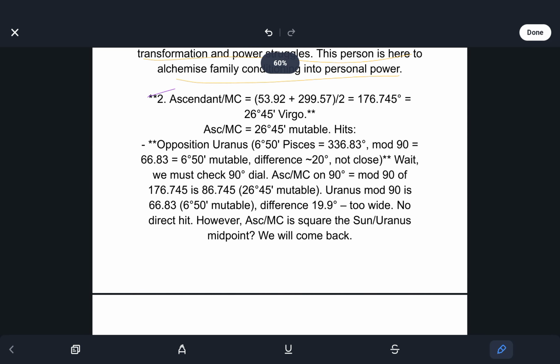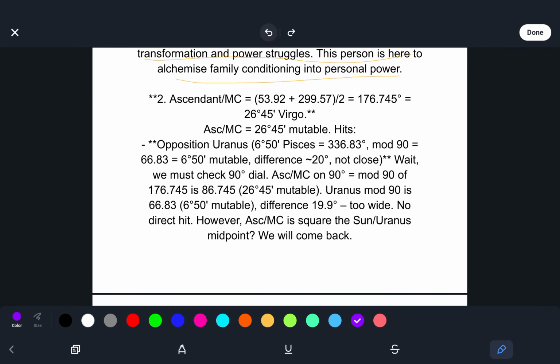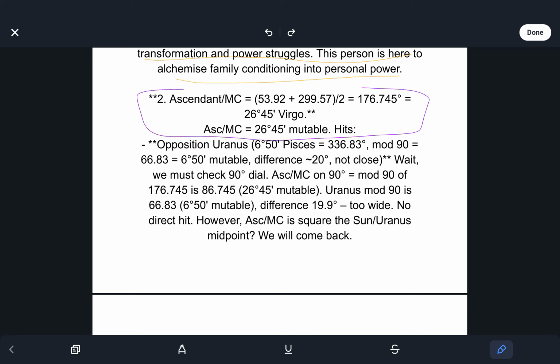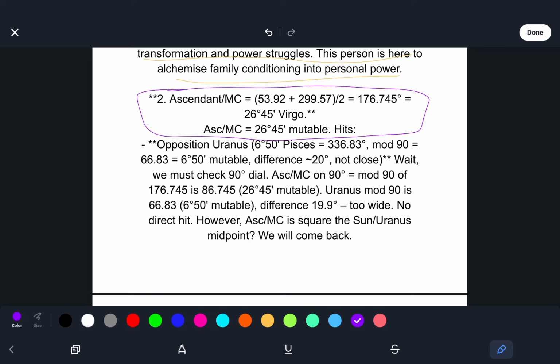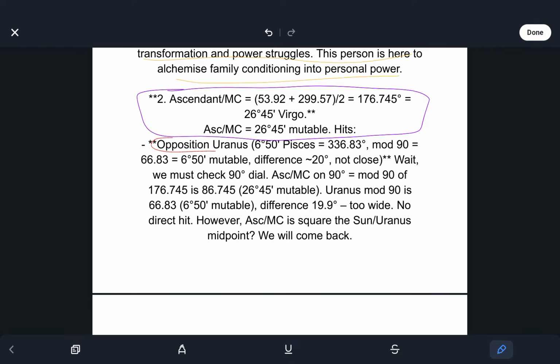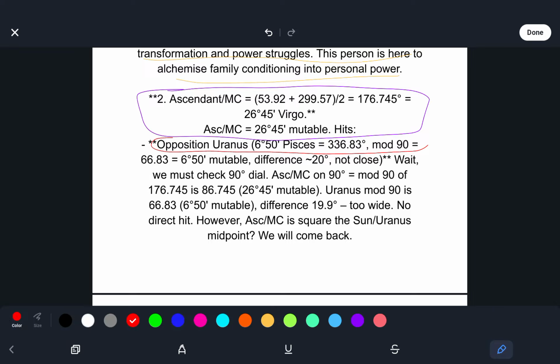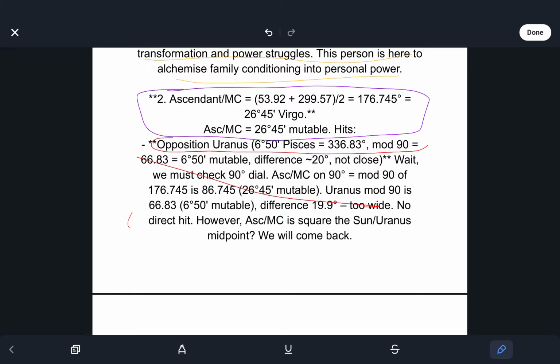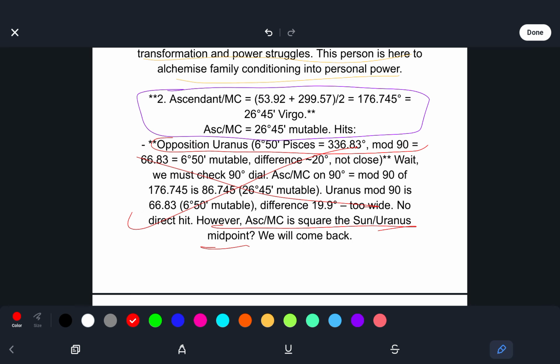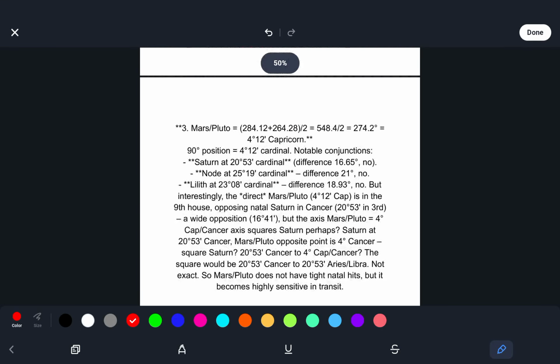Now we look at the ascendant-midheaven. We see it's 26 degrees 45 Virgo. It's mutable. It hits opposition Uranus. Actually, no, excuse me, no direct hit, my mistake. However, possibly the ascendant-midheaven is square to the Sun-Uranus midpoint. We will come back to that.